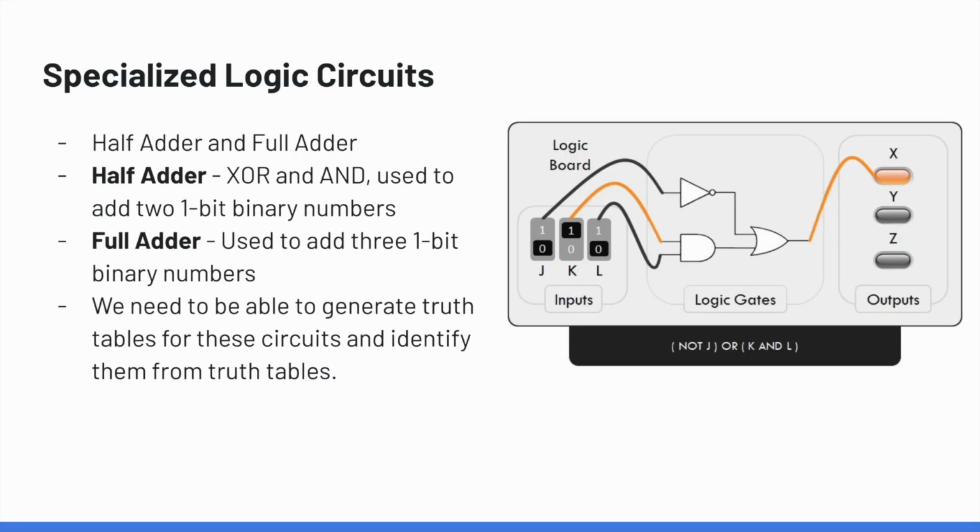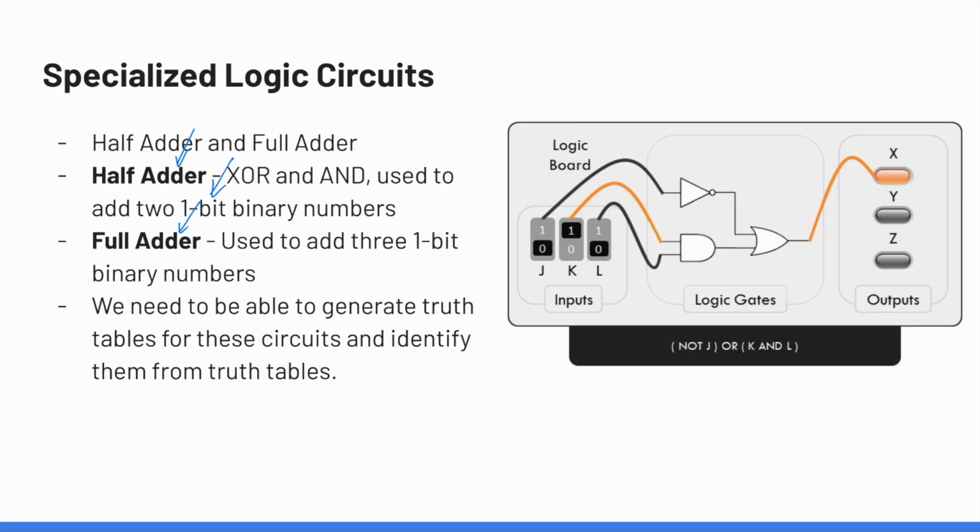Okay, now in this last section of this video, we're going to be looking at more specialized logic circuits, including a half adder and a full adder. These are called a half adder and a full adder because these are used to add different numbers of one bit values. A half adder is essentially a logic circuit where we have 2 inputs and our outputs are going to be the sum of those 2 1-bit binary values, and a full adder is going to allow us to add 3 1-bit binary numbers, with our 2 outputs giving us the sum of those 3 values.